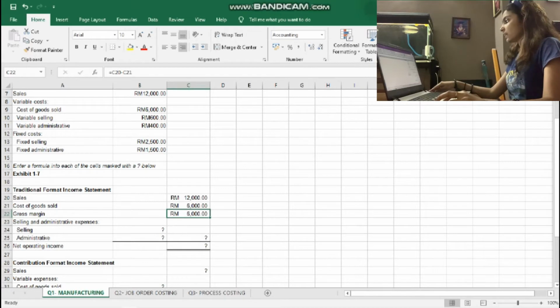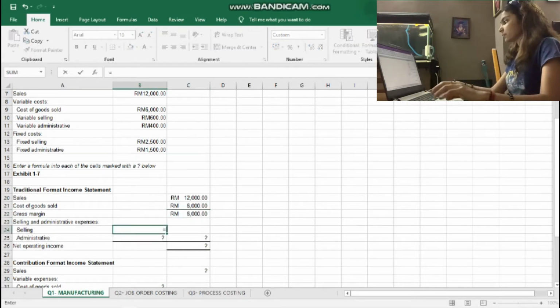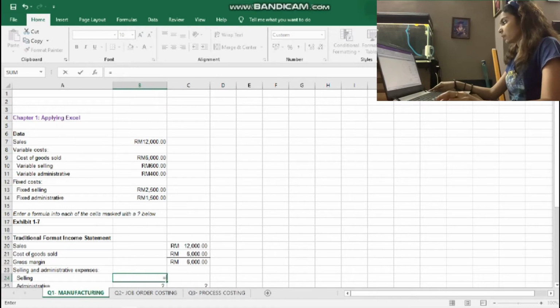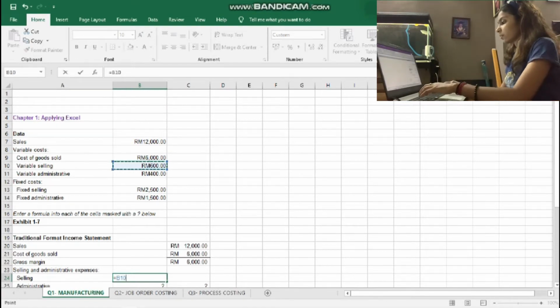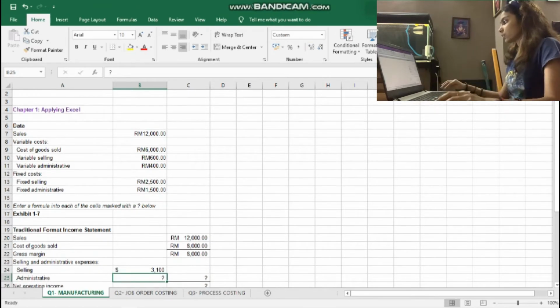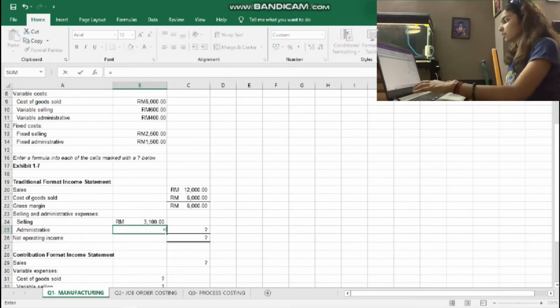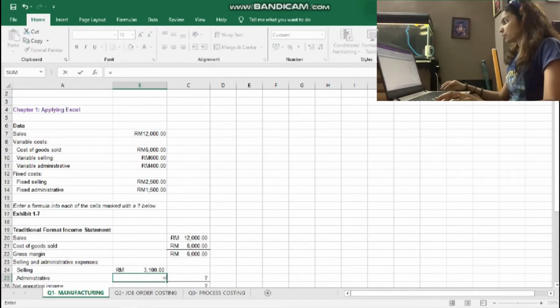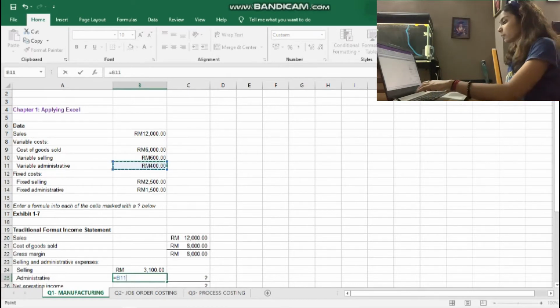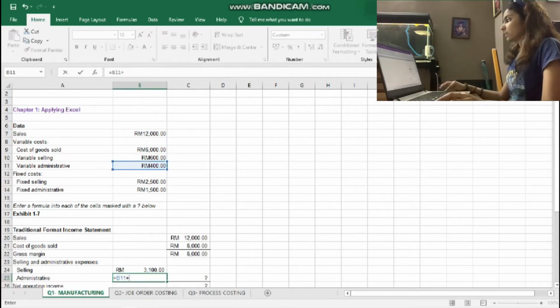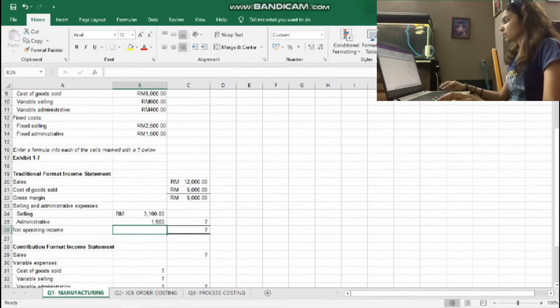And then for selling and administrative expenses, for selling, we have to plus both variable selling and also fixed selling. So we'll get 3,100. And next is administrative. We have to plus both, variable administrative plus fixed administrative. So we'll get 1,900.